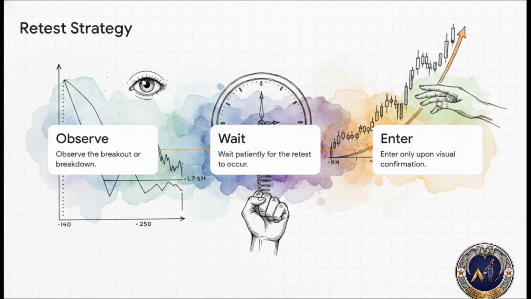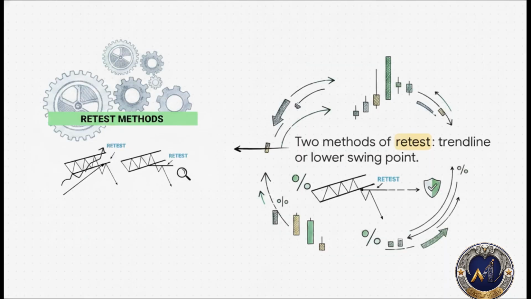I cannot stress this enough. Patience is truly what separates the consistent winners from the emotional losers. Now, there are actually 2 types of retests you'll see on the charts. The first method is a retest directly on the broken trend line itself. The second method happens when price breaks a lower swing point and then comes back up to retest that specific horizontal swing level.